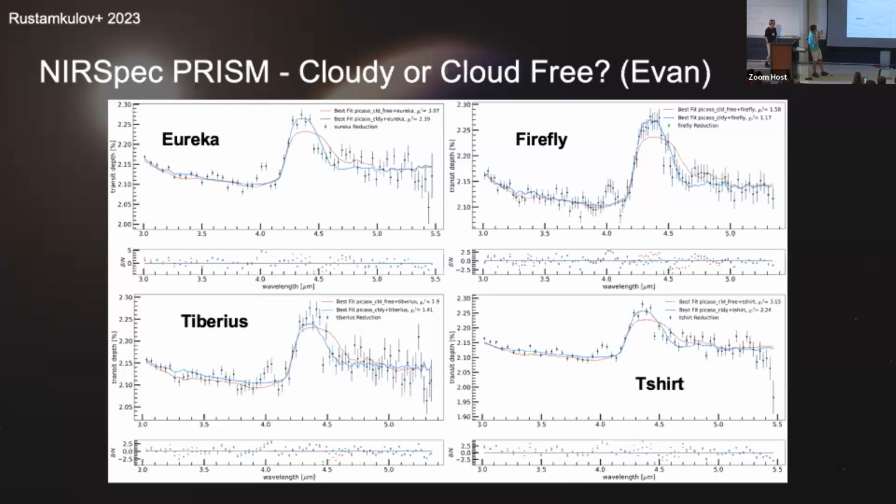So what I wanted to do is just highlight the differences between all of these. We're back in the 3 to about 5.5 micrometer range. For these four, I really appreciated Firefly. It just has the greatest density of points. And as you can probably expect, for all of these, we found that the cloudy cases had the best reduced chi-squared. And in all of these reductions, we do end up pulling out some version of that SO2 feature that we have all come to love.